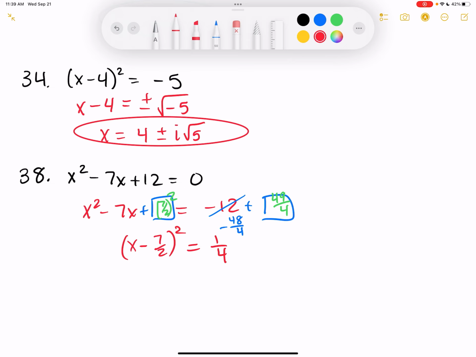I don't know. What's the goal here? To get x by itself? Square root. So that gives me what? x minus 7 over 2 equals, is it plus or minus the square root of 1/4? Yeah. Okay, so then you need to add 7 over 2 to the right. x is equal to 7 over 2 plus or minus. And what's the square root of 1/4?